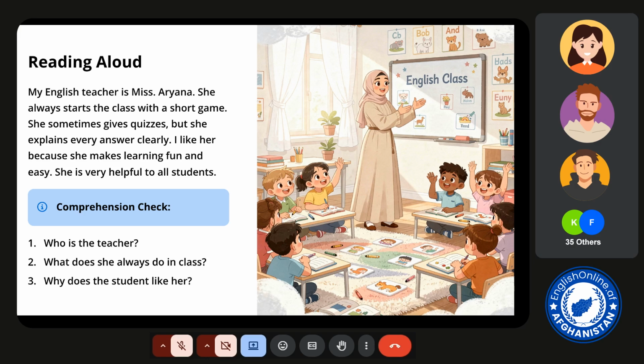So let's have Mr. Abdulzahid read it and translate it into Pashto. Great, reading aloud.